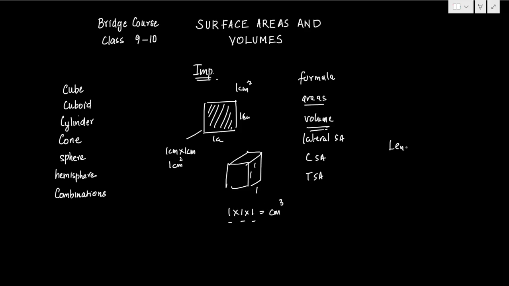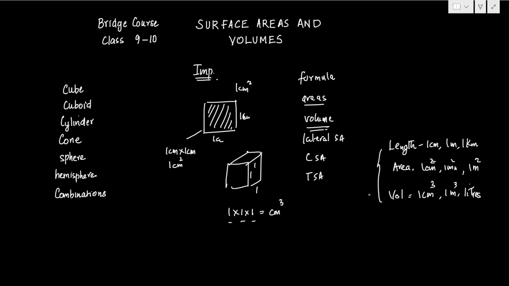So if you're talking about the length, the unit is 1 centimeter or 1 meter or 1 kilometer. If you're talking about area, the unit is 1 centimeter square or 1 millimeter square or 1 meter square. When talking about volume, it is 1 centimeter cube or 1 meter cube or liters. Towards the end, we will talk about how to convert from one to another, but you have to be very careful in what you're calculating, and you should put in the appropriate units.